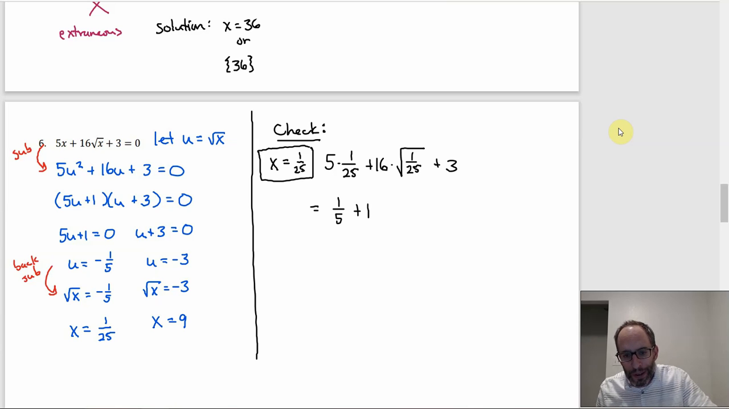And then if you have the square root of a fraction, you can write it as the fraction of square roots. So like the square root of 1 over the square root of 25. And then the square root of 1 is 1, the square root of 25 is 5, right? So you'd have 1/5 plus 16 times 1/5, and then plus 3.